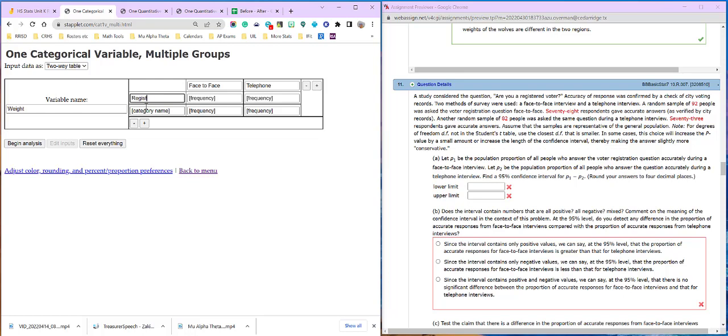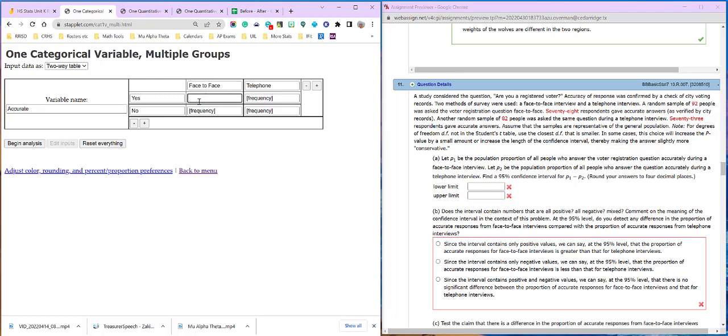Actually, I'll just change this to yes, because the variable is registered voter. Okay. Pretend that, and this is no. So my first sample, face-to-face interviews, we had 78. We're actually saying accurate. So accurate answer. It's not if they're registered, it's if they answer truthfully.